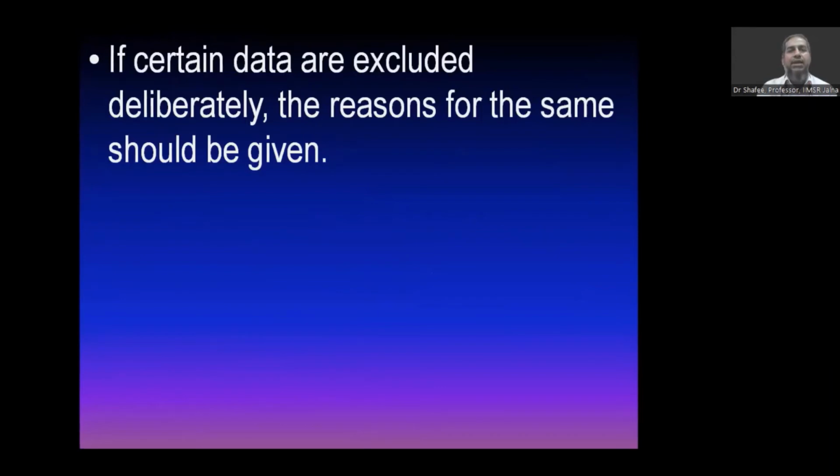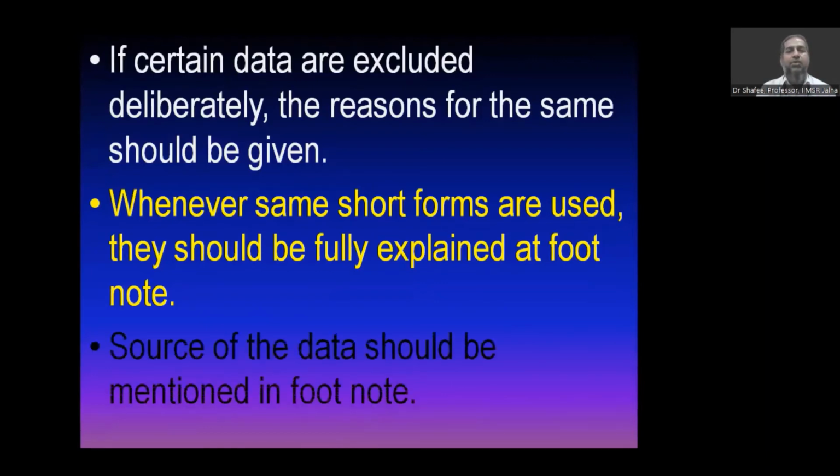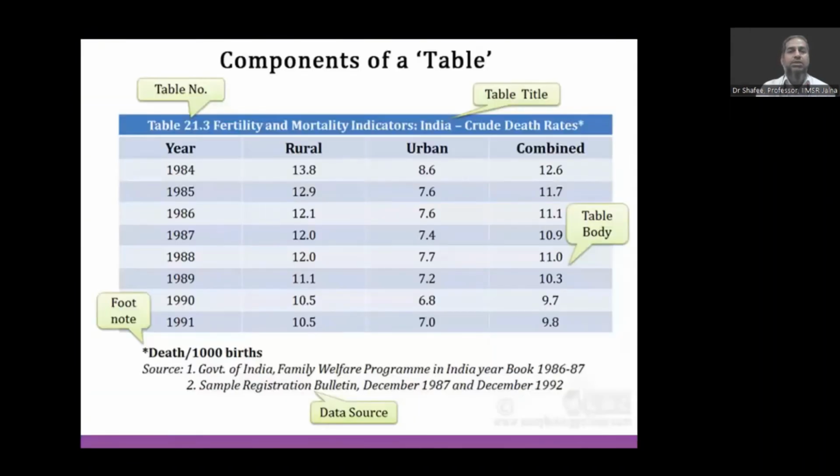If certain data are excluded deliberately, means you are not presenting it in the table, the reasons for the same should be given. Whenever short forms are used, they should be fully explained in the footnote. So we need to use the short form, but give the full form at the footnote of the table. Then the source of the data should also be mentioned in the footnote. So these are the components of a table. Whenever you are preparing a table, you should keep all these components in your mind.